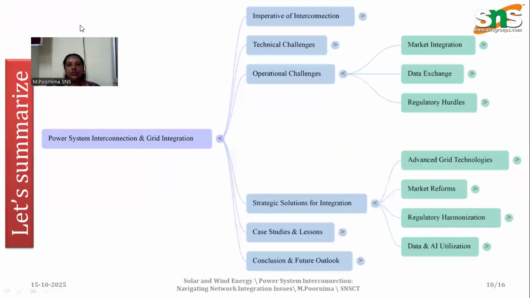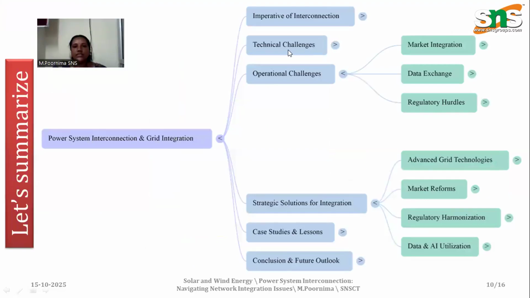Here is a small recap. We covered power system integration: challenges, technical challenges, strategy solutions, case studies, and conclusions. The operational challenges are market integration, data exchange, and regulatory hurdles. The strategy solutions for integration are advanced grid technology, using battery management systems, market reforms, regulatory harmonization, and data and AI utilization, which provide a solution for grid integration problems.